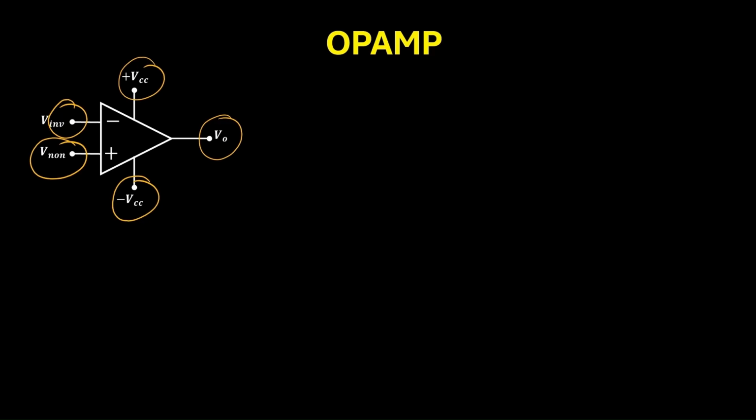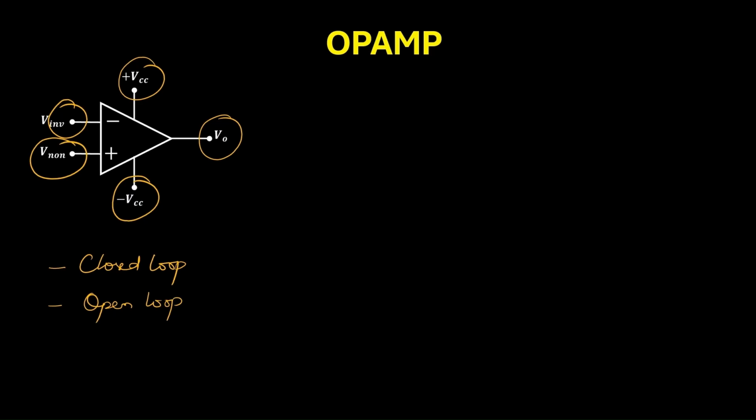Now, OPAMP can be connected in 2 configurations. One is known as a closed loop. The other one is known as the open loop. In the closed loop, the output will be connected to the input, and in the open loop the output will not be connected to the input. First we'll discuss open loop, and later on we'll discuss closed loop.